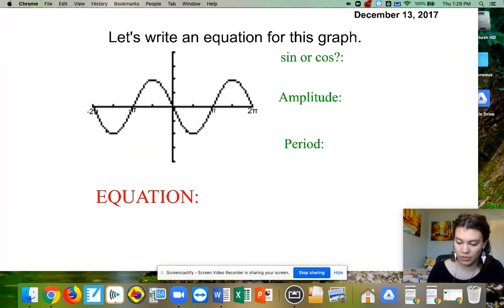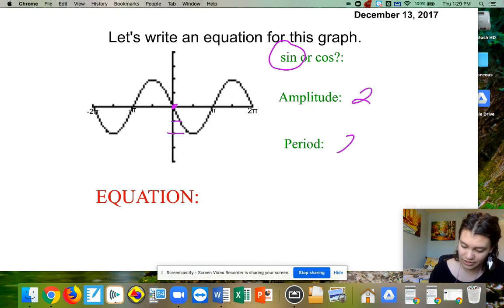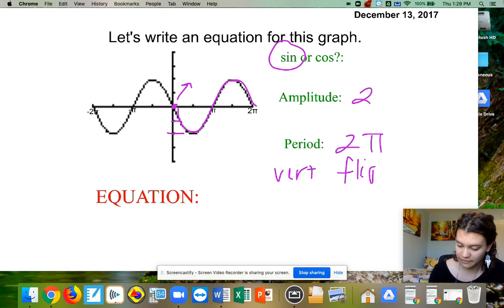So one last one. Here we're starting at 0, so you can start with sine, or you could pick something else. Again, you could do cosine. Amplitude of 2, because we have 1, 2. And then period just looks like 2 pi, because we only have 1 cycle here. One note, we're not going up like normal, so we need a flip somewhere. So we need a vertical flip. So this would be y equals negative 2 sine of x.